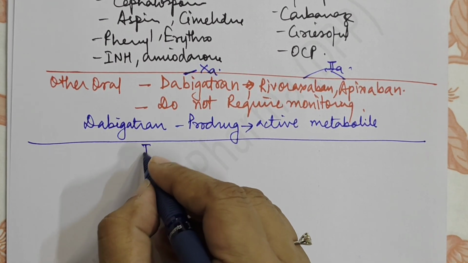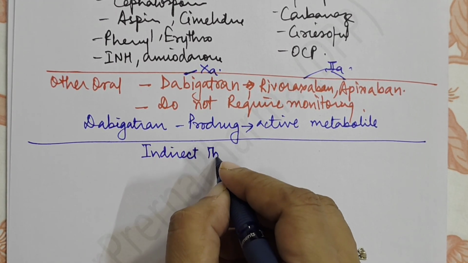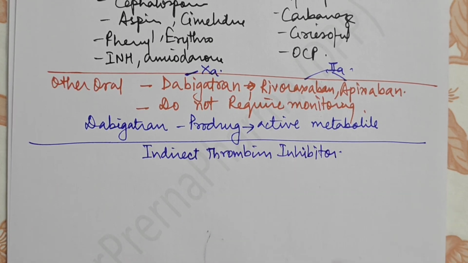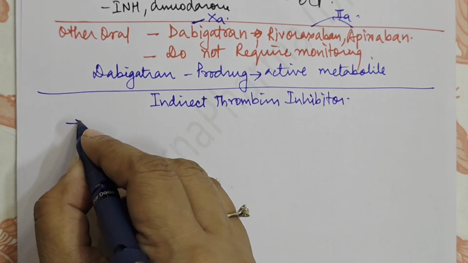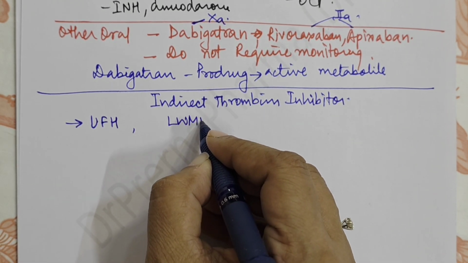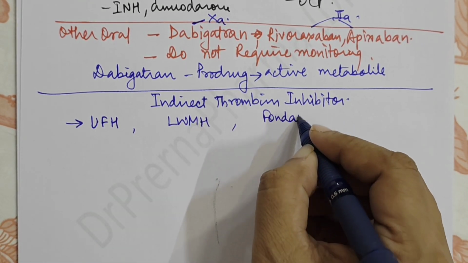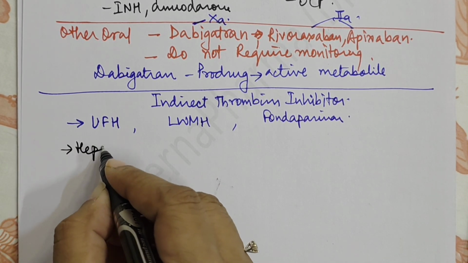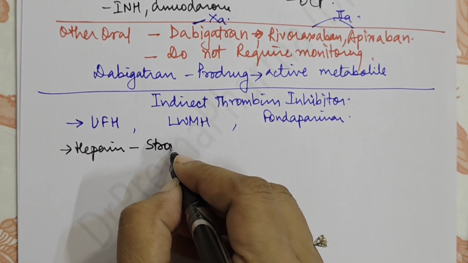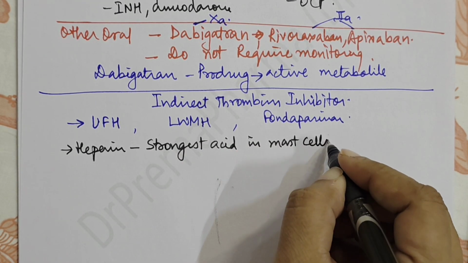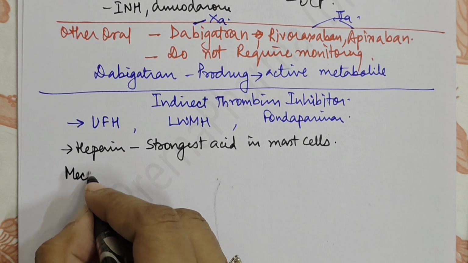Then we have indirect thrombin inhibitors. Let's talk about them, because that group is also very big. In indirect thrombin inhibitors we have unfractionated heparin, then low molecular weight heparin, and then fondaparinux. Now let's discuss heparin first. What is heparin? Heparin is basically one of the strongest acids present in our body, in the mast cells. Physiologically it is not active. What is its mechanism?